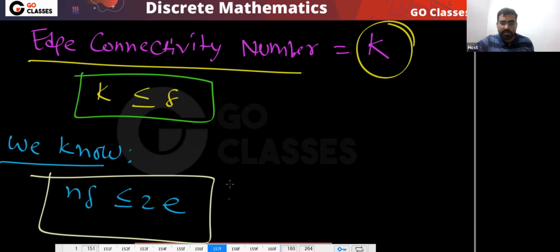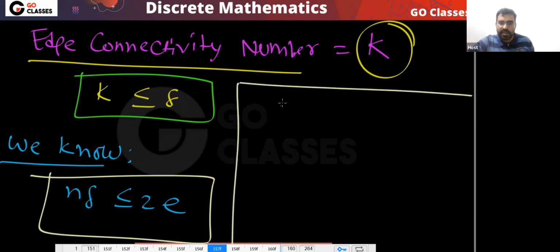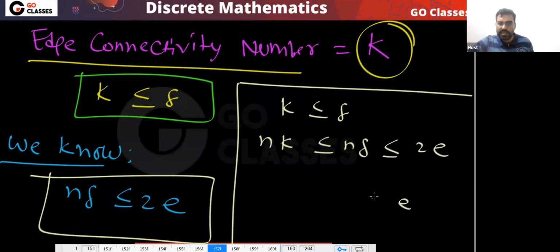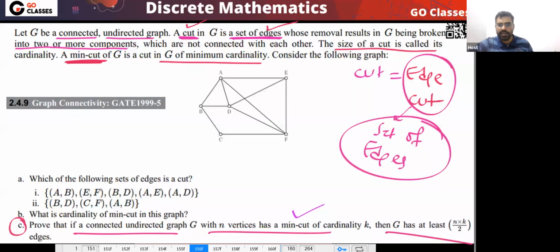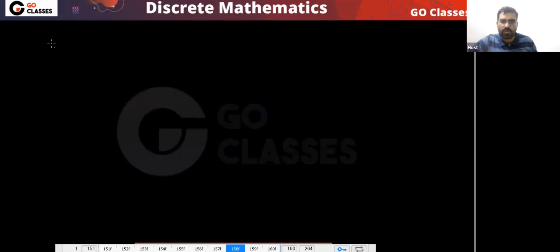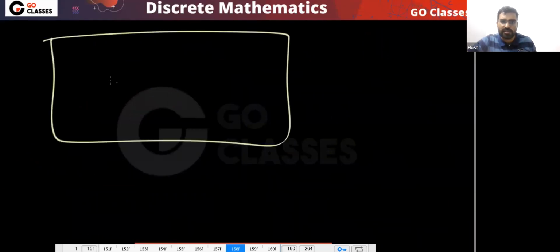Since k is less than or equal to delta, nk is less than or equal to n delta, and n delta is less than or equal to 2e. So I can say E is greater than or equal to nk divided by 2. Very simple. This is your result, and you don't have to remember these things; you can very easily get them. So E is greater than or equal to n lambda divided by 2.